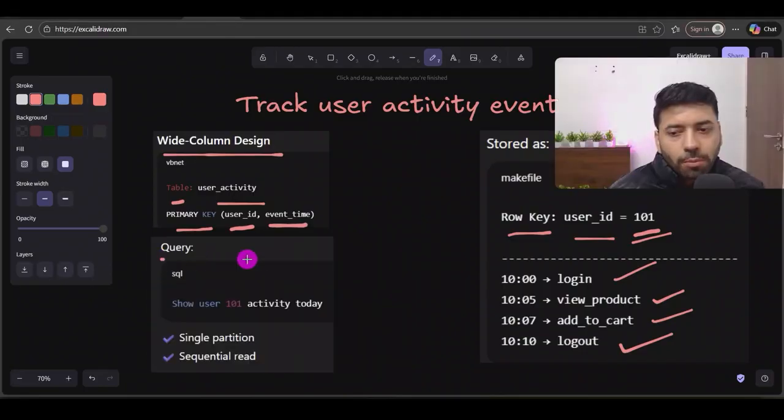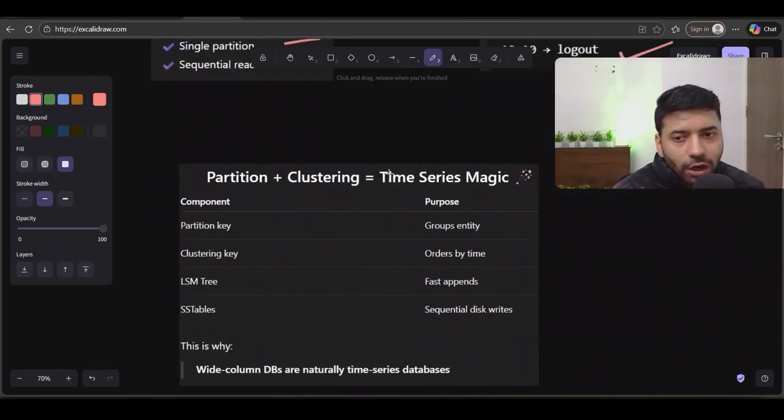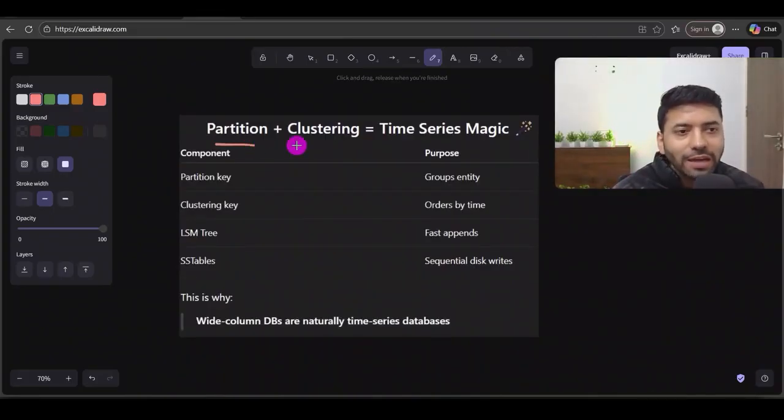Now further, if we talk about the query, it would look something like show user 101, which would be the row key, correct? And then activity today. It will simply hit the single partition because data is stored based on the row key, correct? And all the data corresponding to row key is present in one partition. So basically in wide column database, the partition and clustering makes the time series magic.